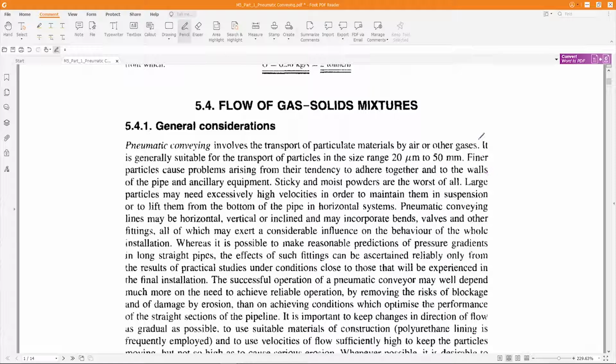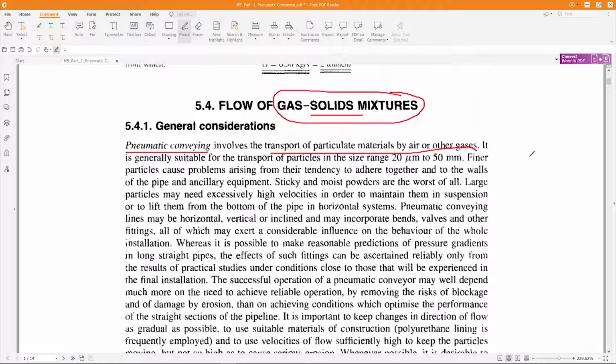What do you mean by pneumatic conveying? The transport of particulate materials by air or other gases. So you are basically using gases to transport some solids. We can say it is the flow of gas-solid mixtures.